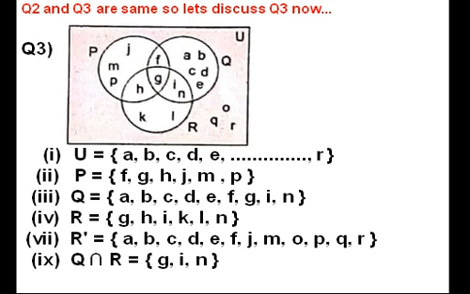So whatever is common between Q and R will be taken. See in the diagram, between Q and R we have three elements in common. So the answer will be G, I, N.